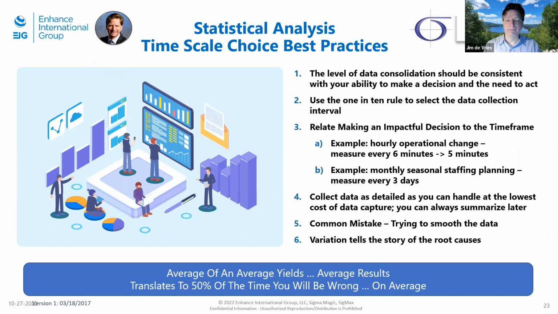If you're trying to make monthly seasonal staffing planning, then maybe every 3 days. Again, 30 days divided by 10 is 3 days. So the factor 10 rule works pretty well as a rule of thumb to get you started. Of course, when you look at the data, you need to refine that. Collect the data as detailed as you can in the beginning so that you can always build up to whatever time increment you're looking for. And don't fall into the trap of trying to smooth your data, taking the average of an average of an average, because if you're trying to hit a set point and you're focused on a target level, that means half the time you're not performing to your goal.